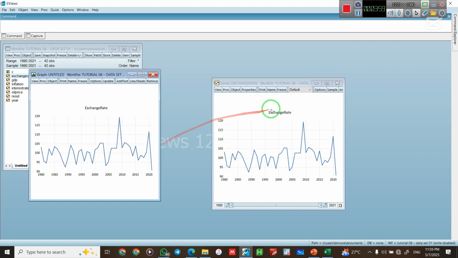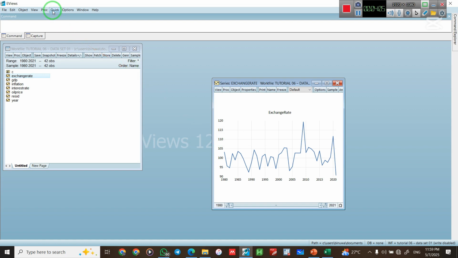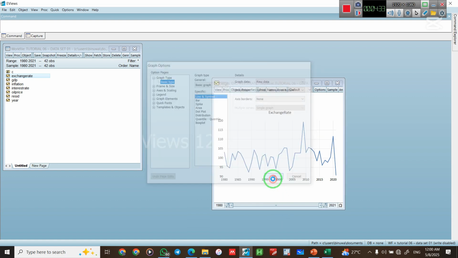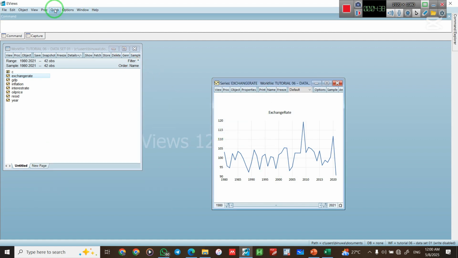So it gives the same result, but the advantage of generating the graph by going to quick is, in the first method I have shown you, you can't use differencing, but when you generate a graph by going to quick and graph, then in here you can say D and the variable name. So it will generate the graph by using the first difference, right? So that is the benefit of generating a graph by going to quick, right?